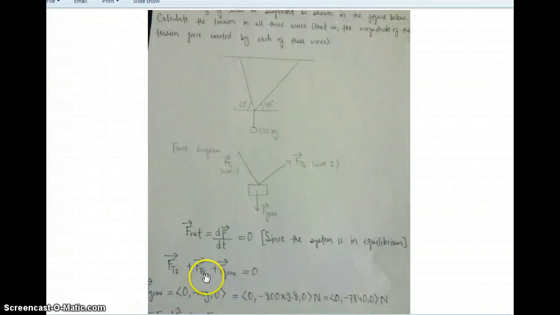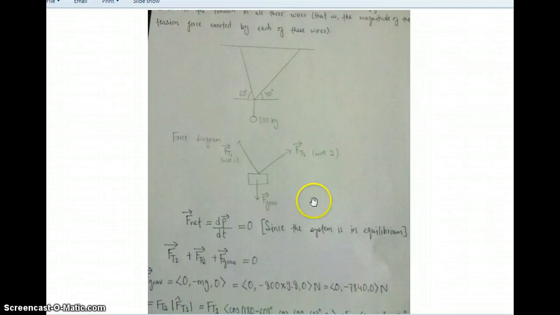So Ft1 plus Ft2 plus gravitational force equals 0. Gravitational force equals (0, minus mg, 0), which gives (0, minus 7840, 0). Ft1 equals Ft1 times the unit vector, which equals Ft1 times (cos 180 minus 60 degree, cos 90 minus 60 degree, 0), and which equals Ft1 times (cos 120, cos 30 degree, 0).